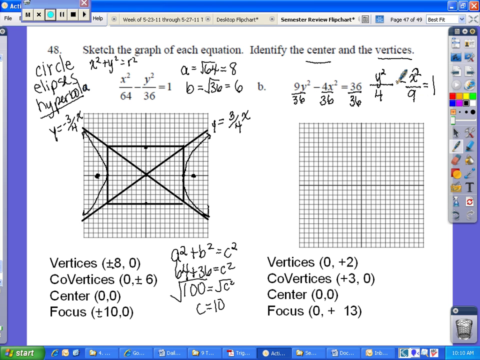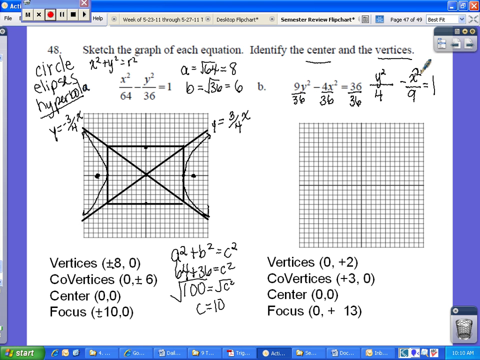Okay, and now that I have that, notice now that x squared and y squared have been flipped. But remember, in a hyperbola, a still comes first. So a, in this case now, is going to be the square root of 4, which is 2, and b is going to be the square root of 9, which is 3.